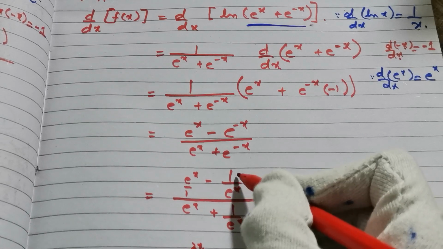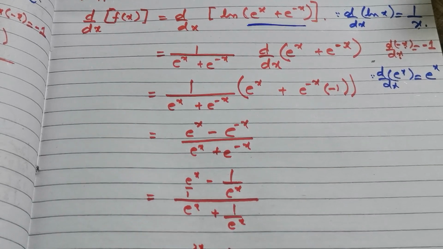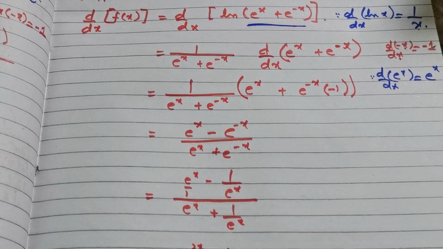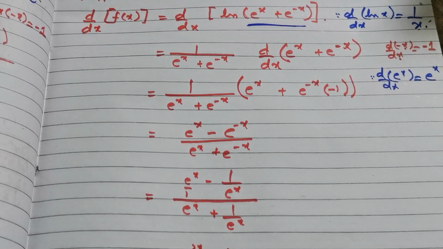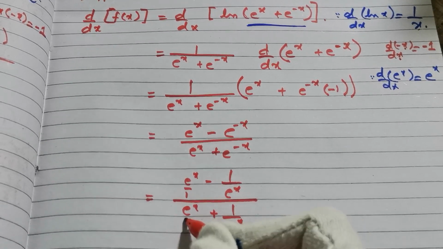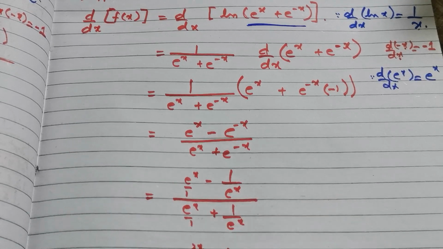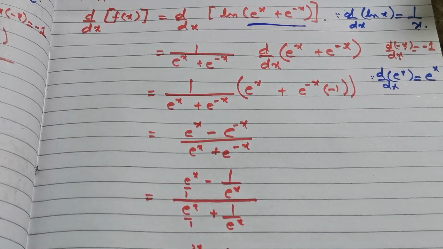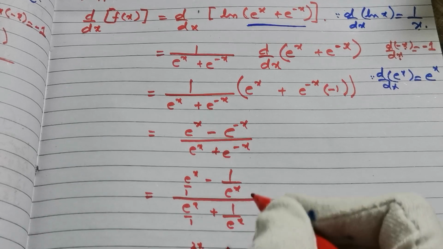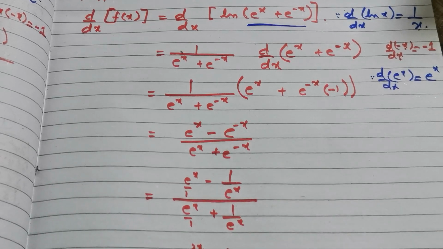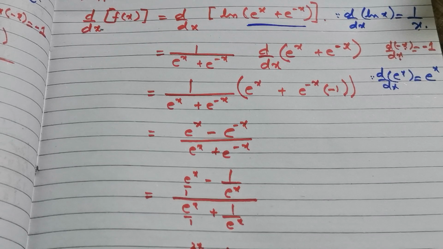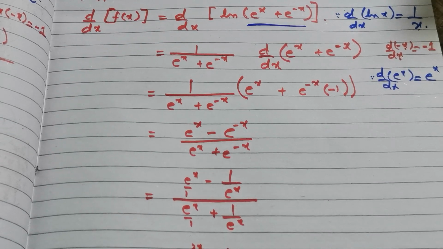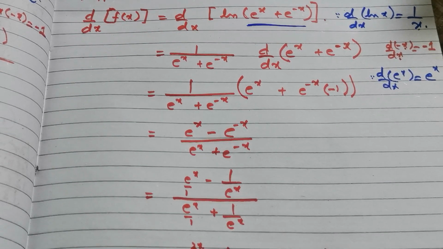What do we get? 1 multiplied by 1, divided by, similarly, e^x and e^x divided by 1, e^x multiplied by e^x is e^(2x), plus e^x divided by e^x. What do we get? 1 is multiplied by numerator 1, which is equal to this e^x, this e^x cancels, e^(2x) minus 1 divided by e^(2x) plus 1.